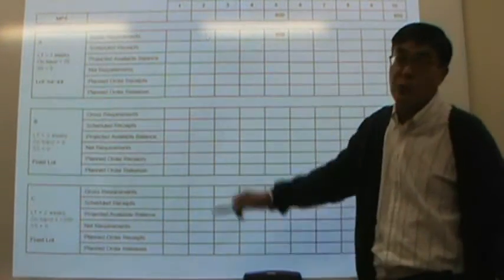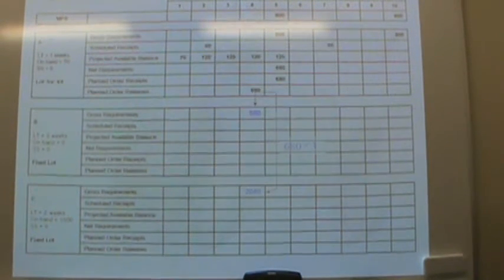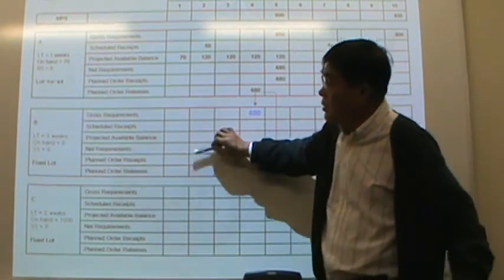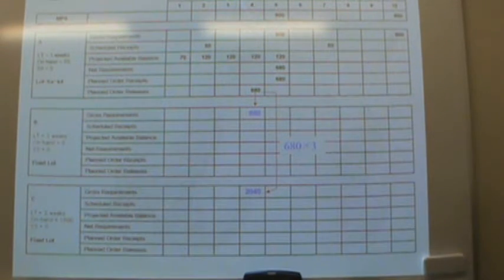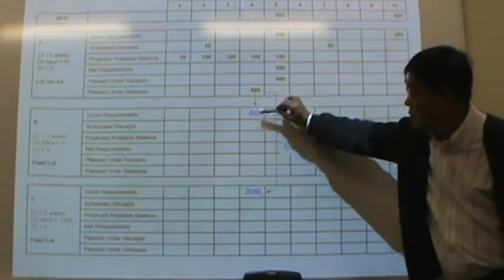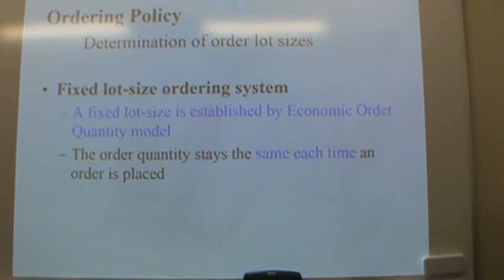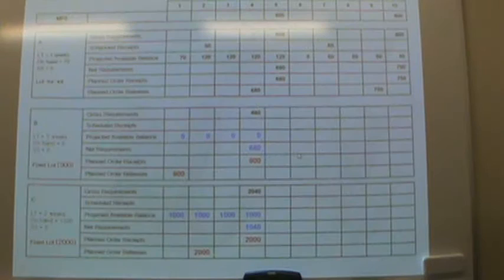Compare this if we use a fixed lot ordering system: for the final product we use lot for lot, but for B and C parts we use fixed lot. The gross requirement is the same. A fixed lot ordering system is based on EOQ, economic order quantity. We fix the order quantity, then use the same order quantity every time.